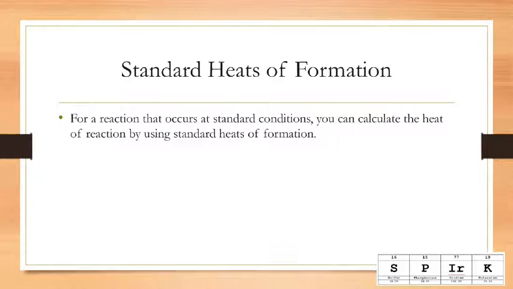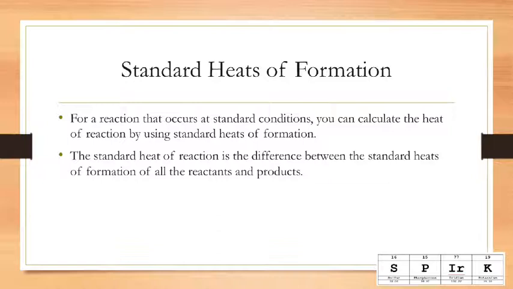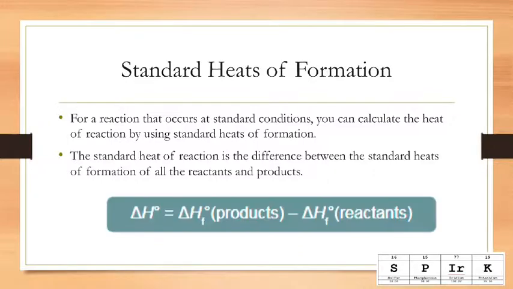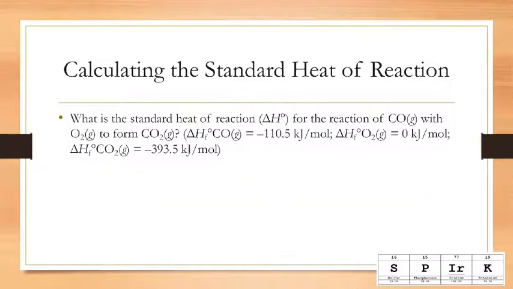So for a reaction that occurs at standard conditions, you can calculate the heat of reaction by using standard heats of formation. The standard heat of a reaction is the difference between the standard heats of formation of all the reactants and the products. So the standard heat of reaction equals the standard heat of formation of the products minus the standard heat of formation of the reactants. So let's go ahead and do a quick problem with this.